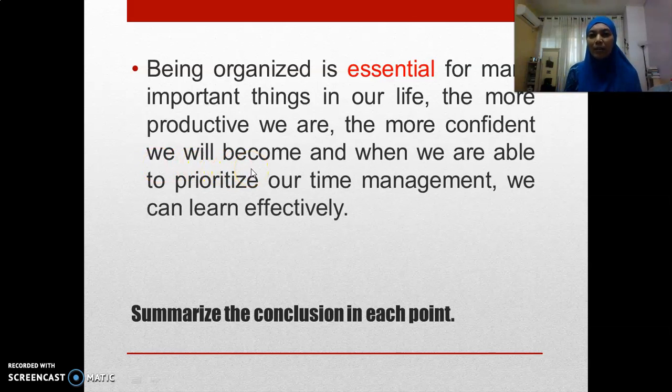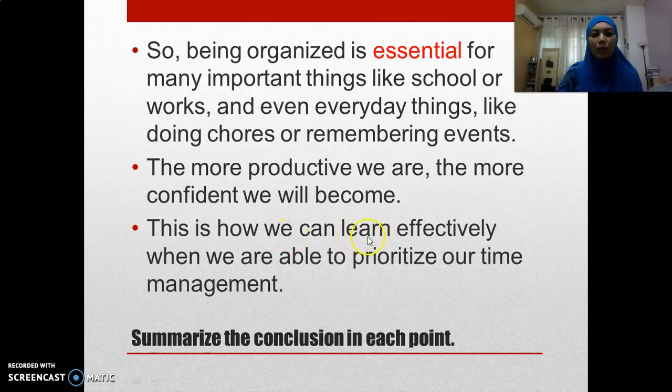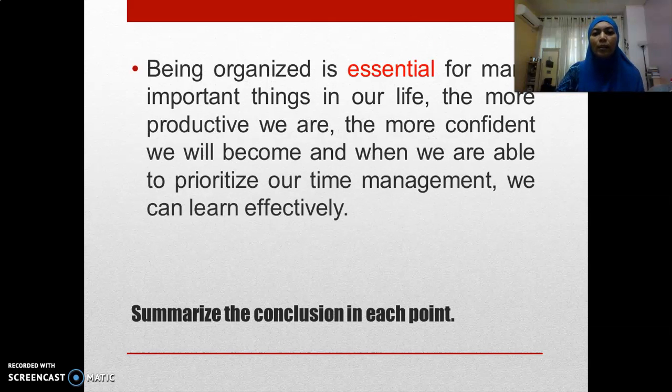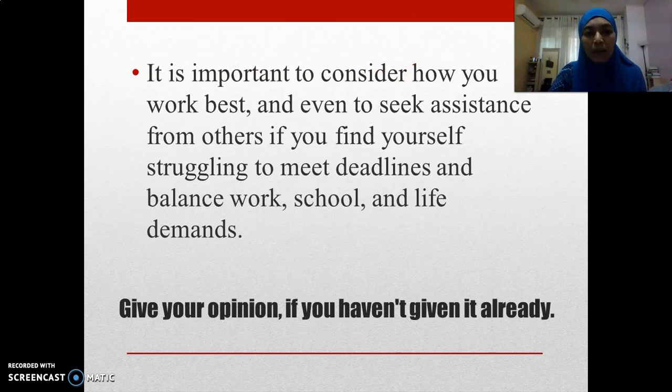So it's just about the same, but I make the sentence shorter. And this is the last one: this is how we can learn effectively when we are able to prioritize our time management. So it becomes like this: when we are able to prioritize our time management, we can learn effectively. So all these appear in only one sentence. You need to learn to do that also. Alright, next. After we have summarized the conclusion in each point, we need to give our opinion.